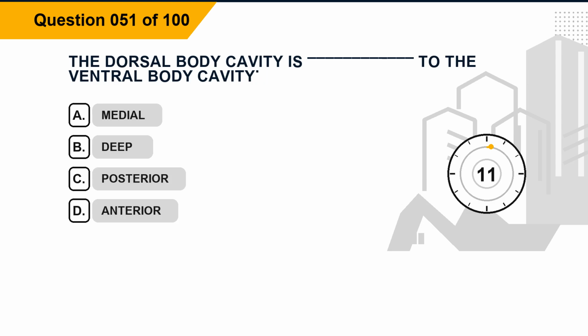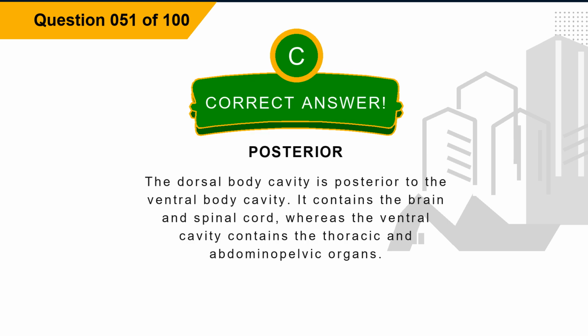Question 51. The dorsal body cavity is blank to the ventral body cavity. Option A, medial. Option B, deep. Option C, posterior. Option D, anterior. The correct answer is option C, posterior. Explanation. The dorsal body cavity is posterior to the ventral body cavity. It contains the brain and spinal cord, whereas the ventral cavity contains the thoracic and abdominopelvic organs.